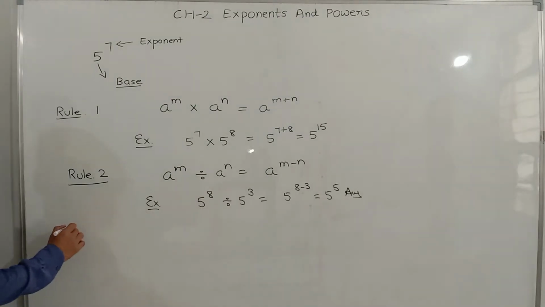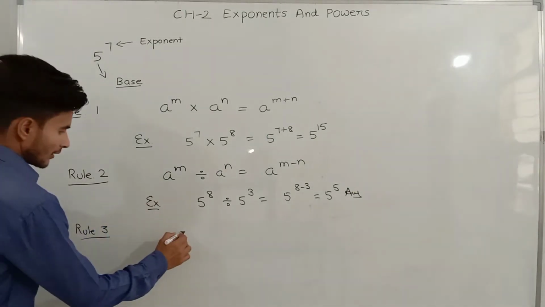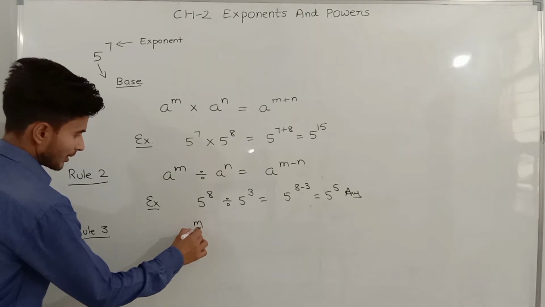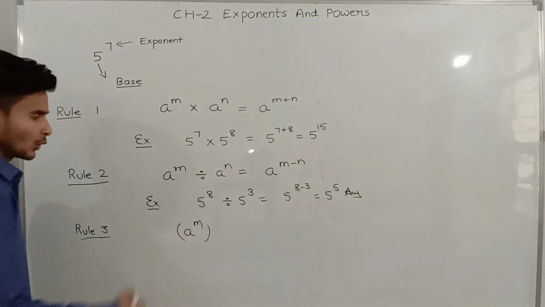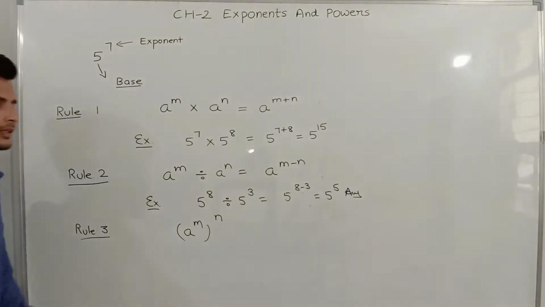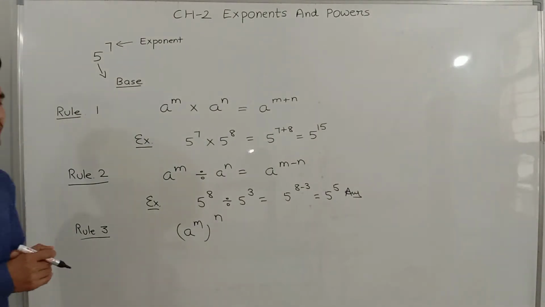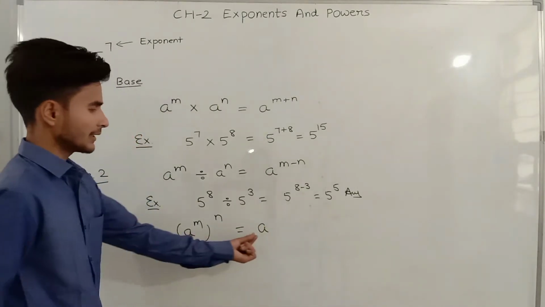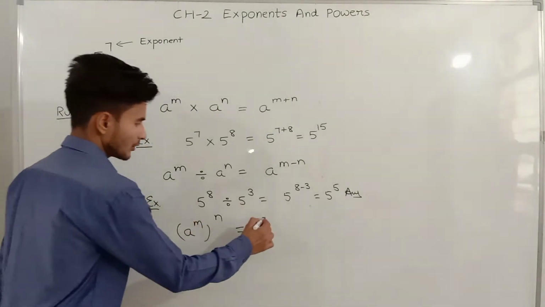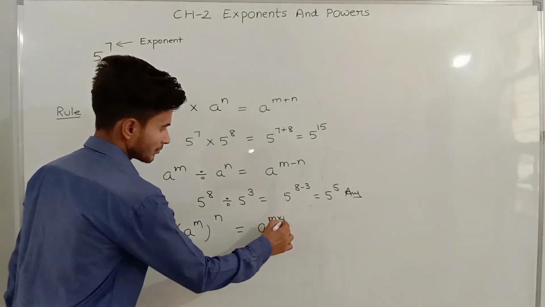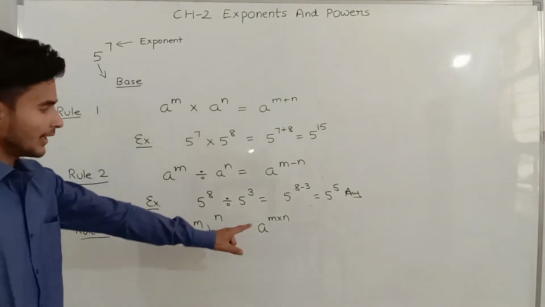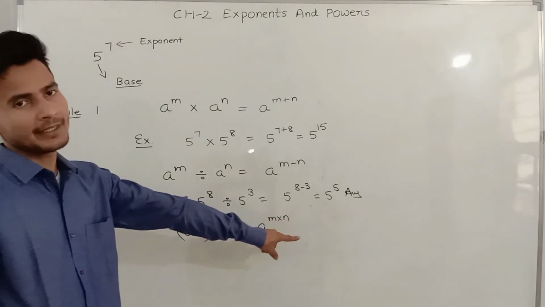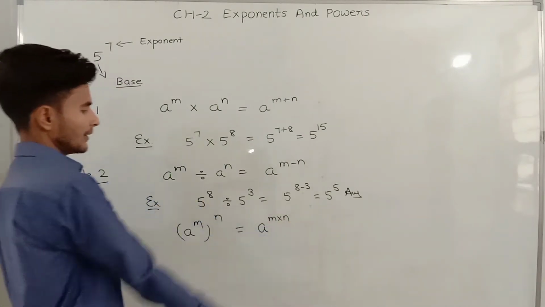Rule number 3. Third rule is saying, if you have a power m, whole power n, then what you have to do? It is equal to base only single time you have to write, and powers you have to multiply. It will become a power m into n.